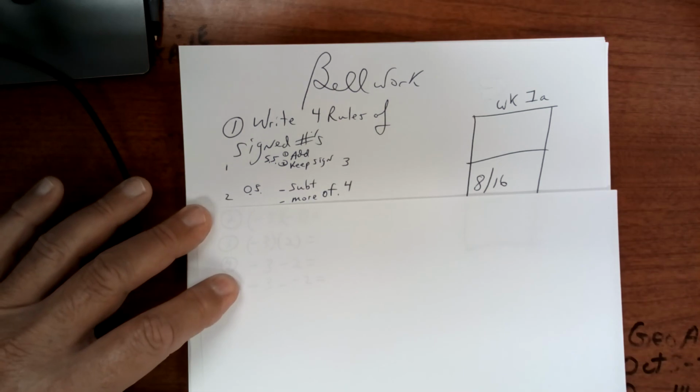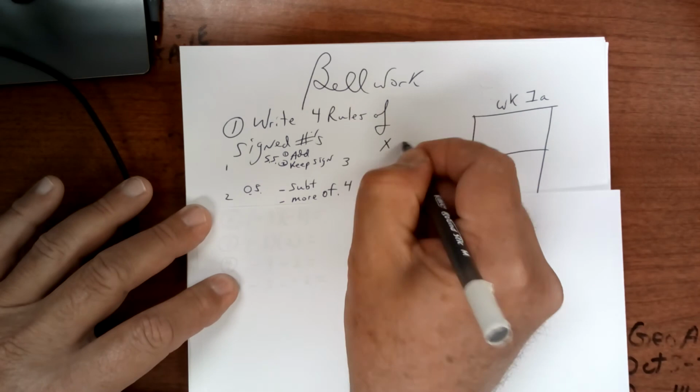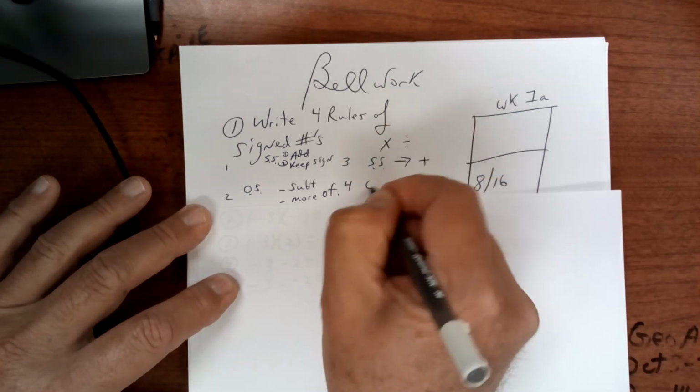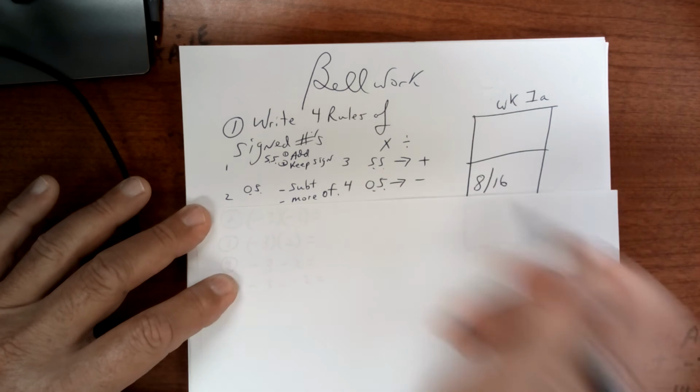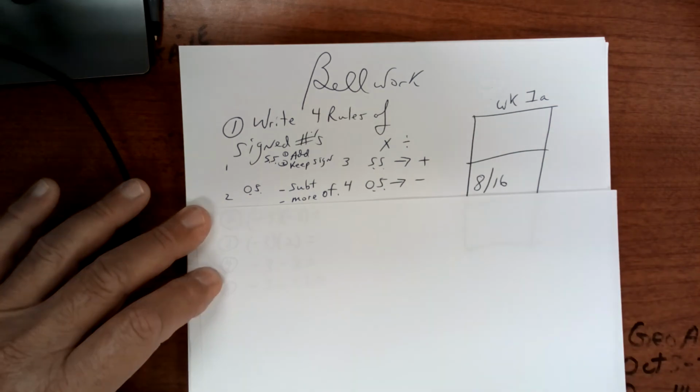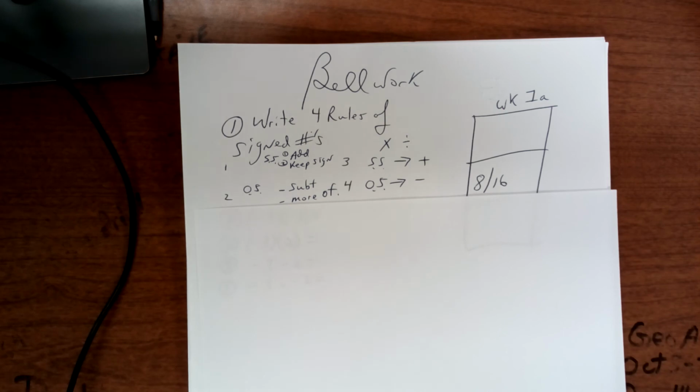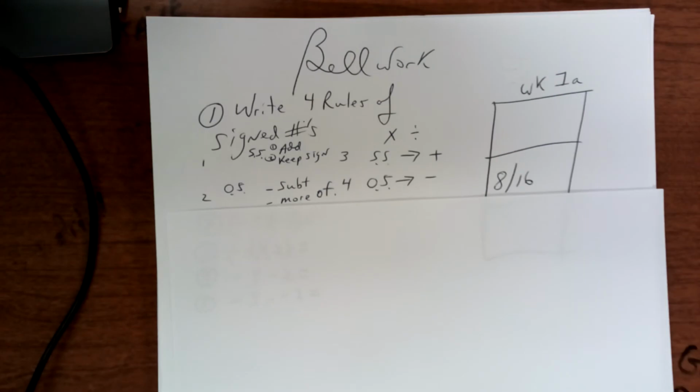When you multiply or divide, same signs will be a positive and opposite signs will be a negative. And those are the 4 rules, and you're going to have to write those on Friday. So memorize them, and they will only help you.